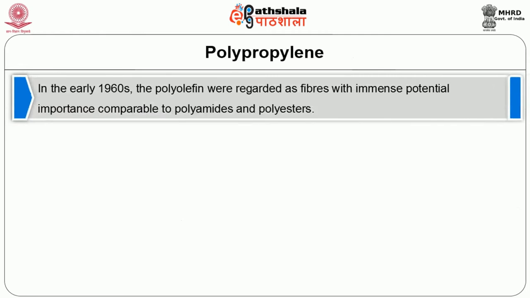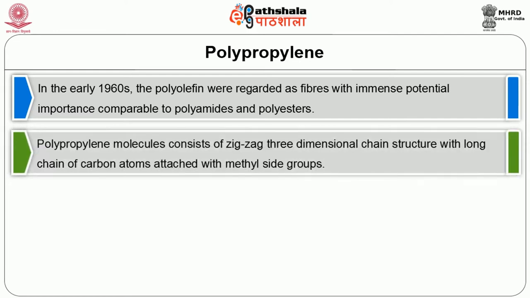Now we'll go to the next olefin fiber, that is the polypropylene. In the early 1960s, the polyolefins were regarded as fibers with immense potential, importance comparable to polyamide and polyester. Polypropylene fibers can be melt-spun like other synthetic fibers. Polypropylene molecules consist of a zigzag three-dimensional chain structure with long chains of carbon atoms attached with methyl side groups.